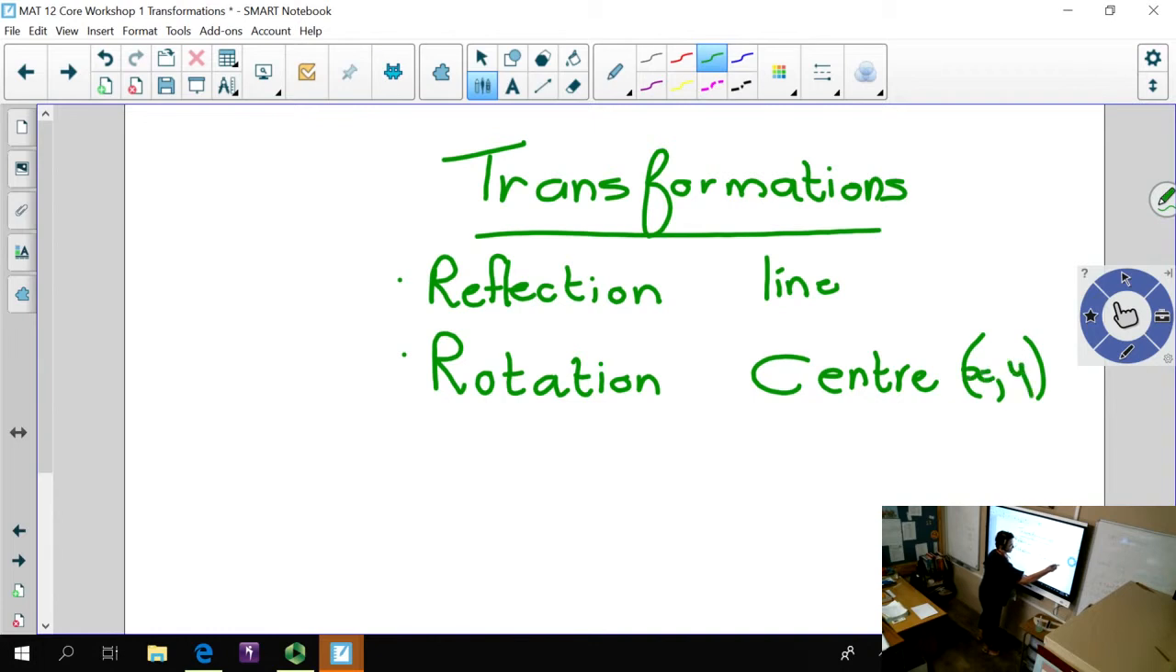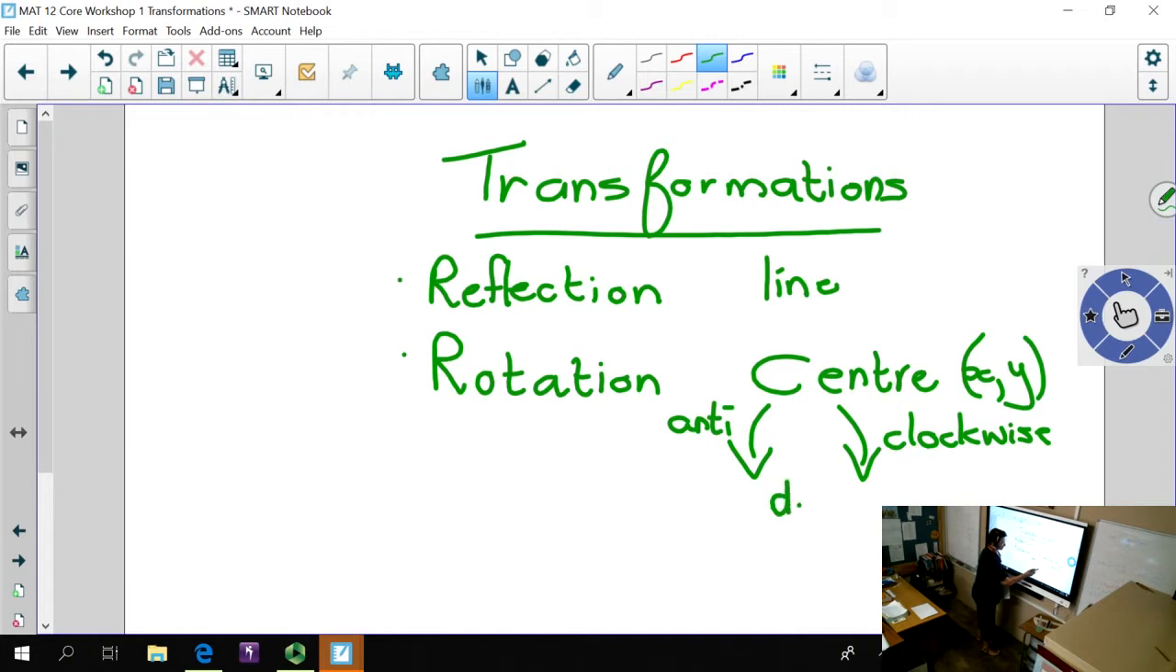What is the center of rotation? Then you have the direction. Is it clockwise or anti-clockwise? The direction in which we are rotating, anti-clockwise. And then we have to give the degrees. Usually it will be 90 degrees clockwise or 180 degrees. That's what we use there.